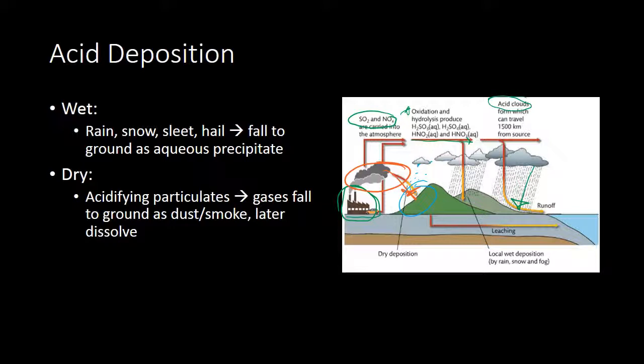You will see dry deposition occur a lot closer to the source of wherever the particulate came from, whereas acid rain can travel up to 1,500 kilometers from the source because it gets into the high atmosphere and moves with the water. That's why it's a lot harder to trace wet precipitation to its source. But dry particulates, we can backtrack to the source pretty readily.